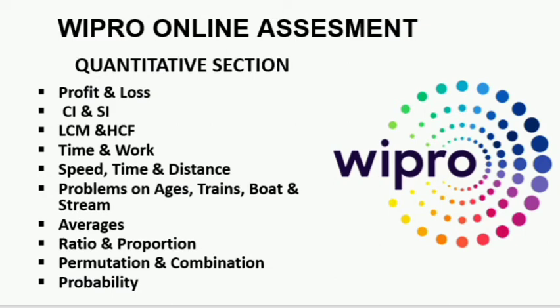Speed, time and distance related topics, those types of questions mostly come in the exam, that is trains and boat and stream problems. Then problems on ages also come in the exam, averages, then ratio and proportion, permutation and combination, and probability. So this is the basic quantitative section. I have mostly covered all the important topics. You can also search for some other topics and study them as well.